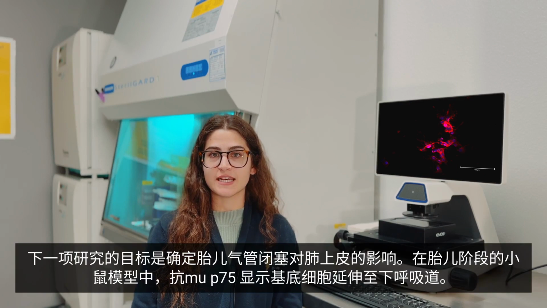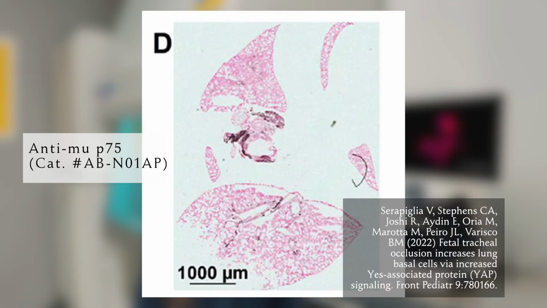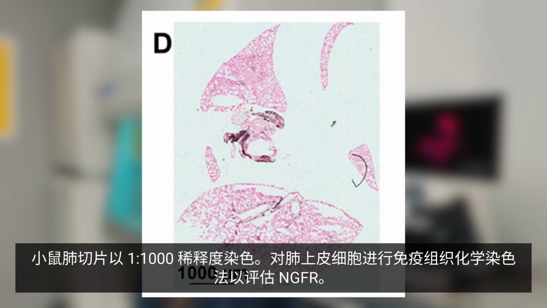The goal of the next study was the impact of fetal tracheal occlusion on the lung epithelium. In a fetal mouse model, anti-mu-p75 demonstrated basal cell extension to subpleural airways. Mouse lung sections were stained at a dilution of 1 to 1000.